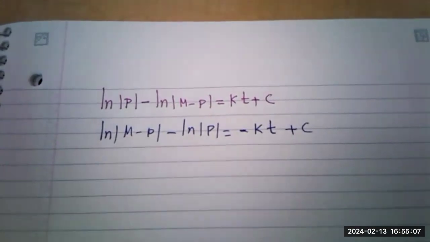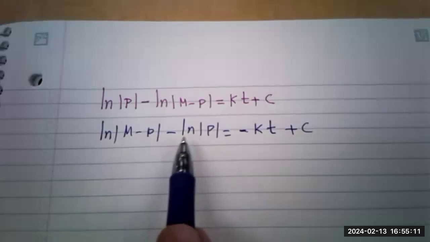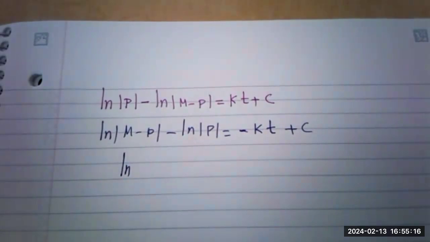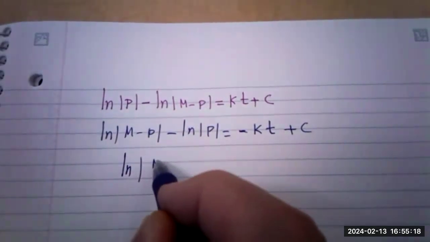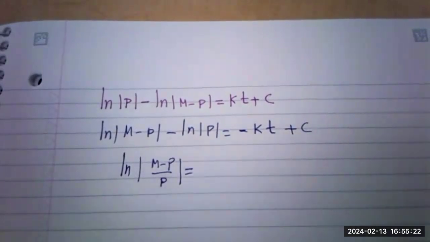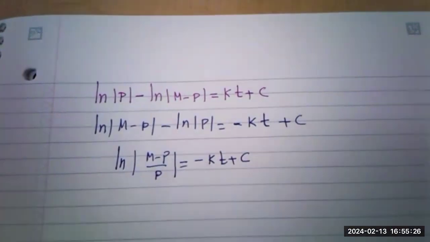I want to simplify this. Now this is the difference between two natural logs. The difference will be a quotient. So it's going to be ln of the absolute value of (m minus p) over p. And the other side would be negative kt plus c.